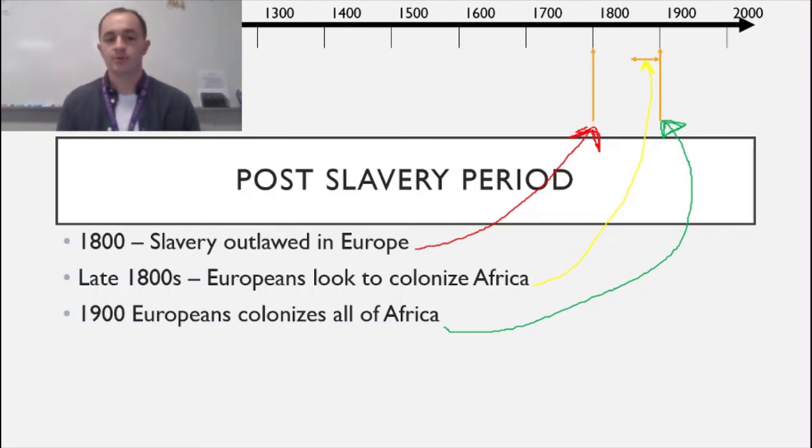And so here we see in the late 1800s and early 1900s the Europeans take over and colonize all of Africa, gain a lot of resources and a lot of wealth, and also subjugate a lot of the African natives at this time.